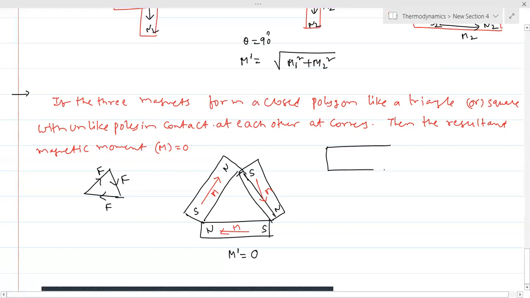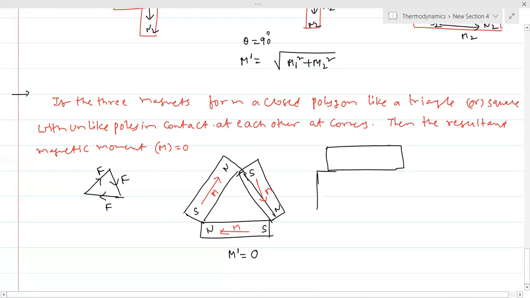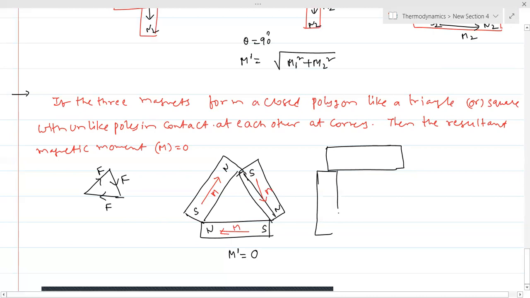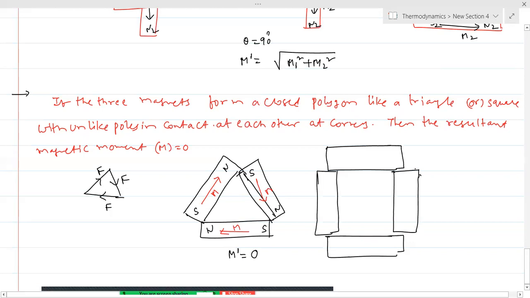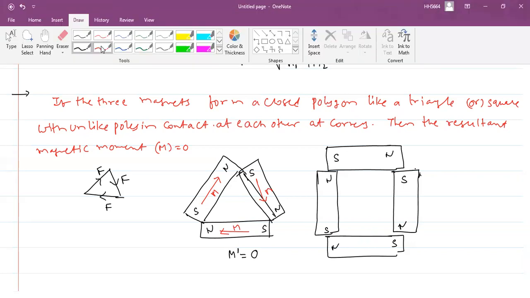For example, I am taking 4 bar magnets, and they are in the form of a square, let us say. So this is S and this is N, and this is S and this is N, and this is S and this is N, and this is S and this is N, such that unlike poles are in contact.